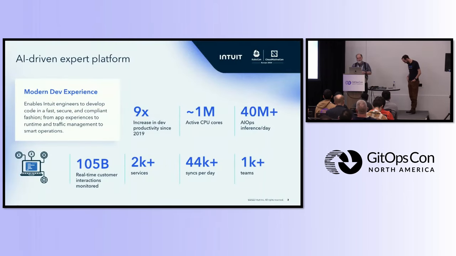Okay. So a little bit about Intuit. Intuit aims to create an AI-driven expert platform. Some of the things which are interesting to us that relate to this talk: there are over 2,000 services in production, and it's growing rapidly as we're decomposing our monoliths. There are 44,000 syncs every day for Argo to perform, and over 1,000 teams doing this. Another interesting fact is that since we started our journey into GitOps, measured by the number of features into production divided by the number of engineers active that week, we have a 9-time increase, and our target is to get much higher than that.